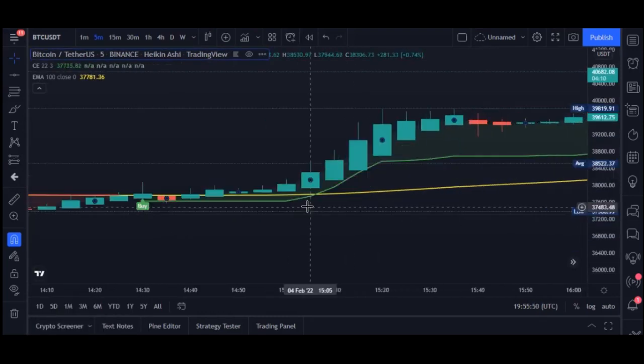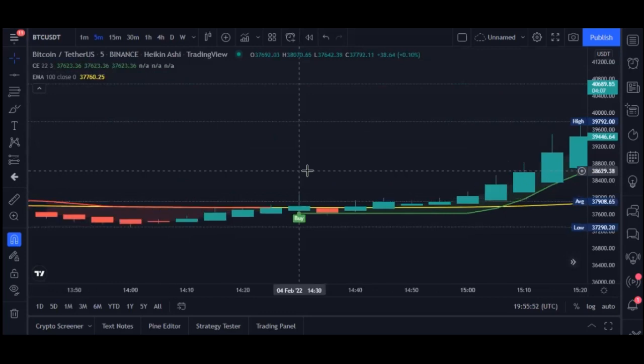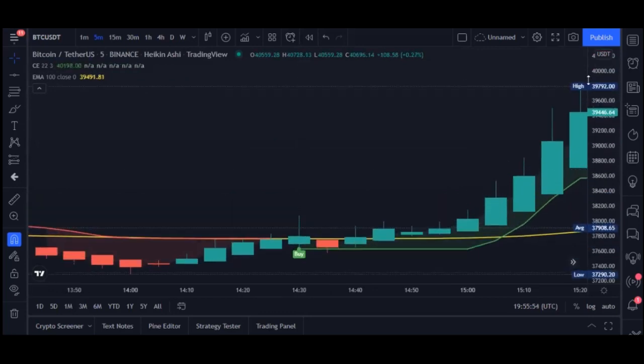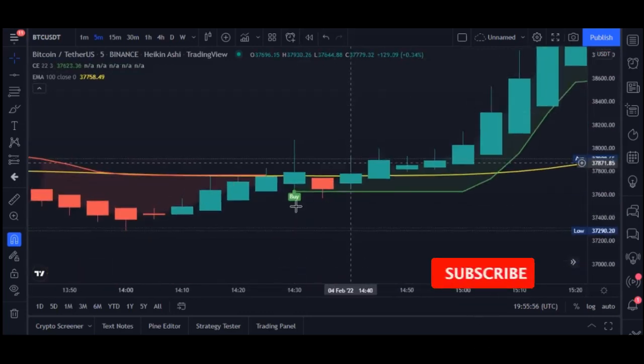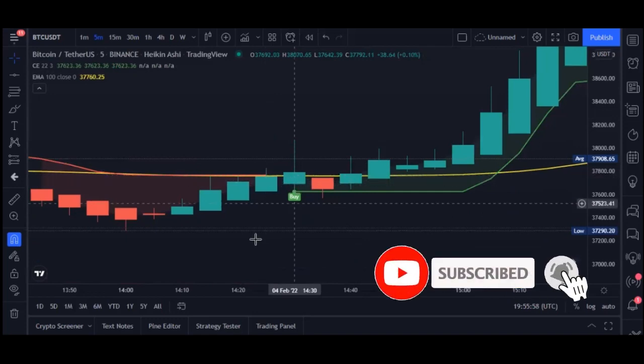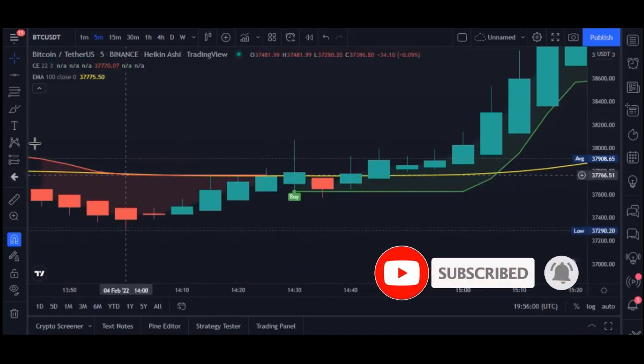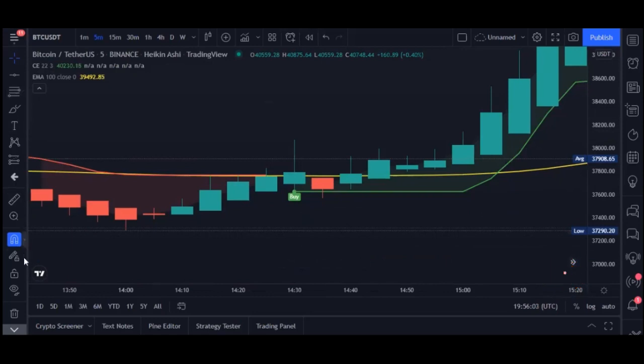Okay, so now I got this buy signal. Where do you find it? Hold on. I got this buy signal here at this candle. Let me zoom this out. This is the candle where we got the buy signal, okay? The long position tool is among your drawing tools. All of these are your drawing tools.